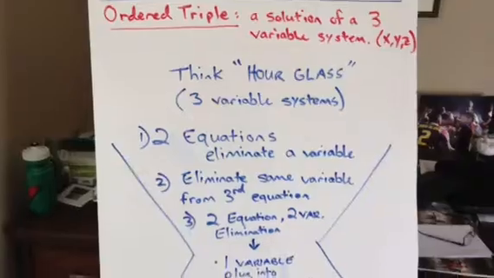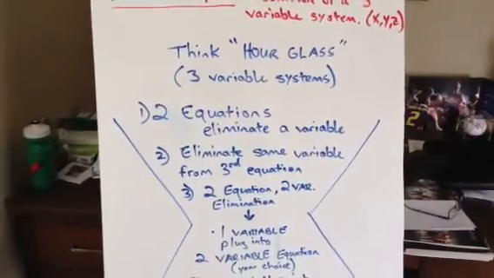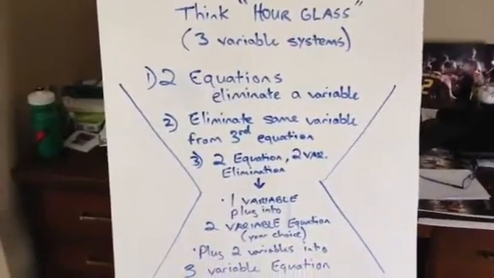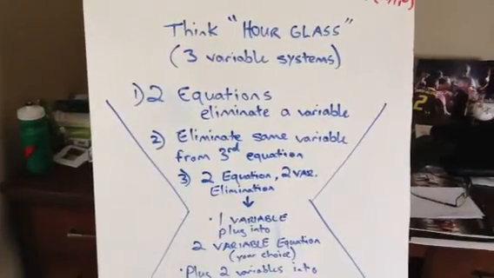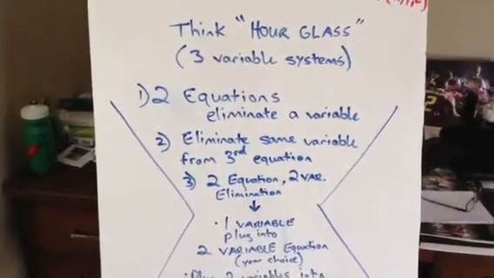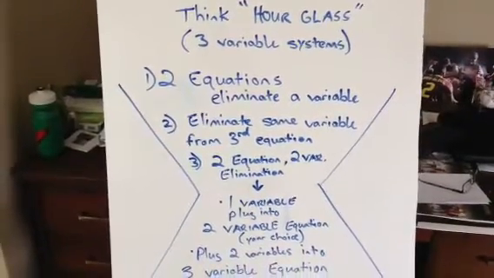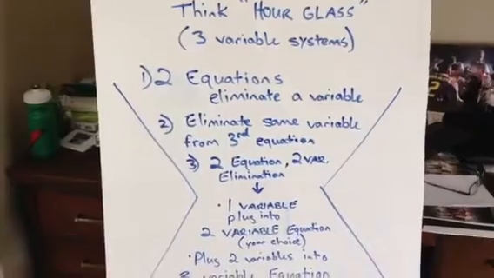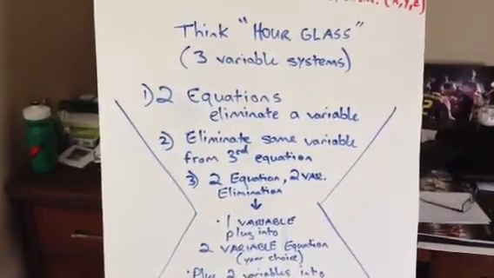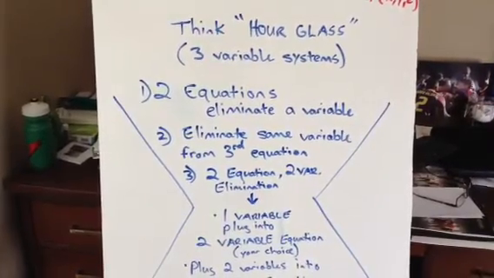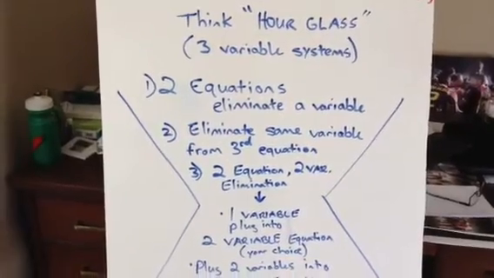So I want you to think about an hourglass, and here's what I mean. It's a 3-variable system, so we've got to take 2 equations at a time, and we're going to eliminate 1 variable. So that's number 1 right there. Secondly, we need to take the 3rd equation that we've not used yet and combine it with one of the ones we have used and eliminate the same variable. So at number 3, as a result, we have 2 equations with 2 variables, and we're going to do elimination with them.